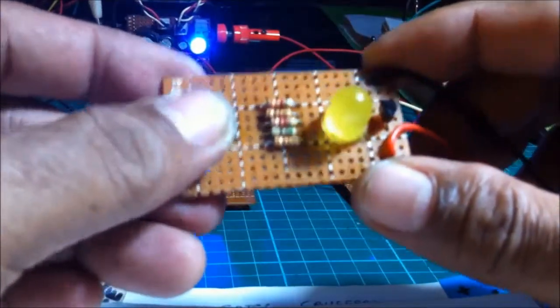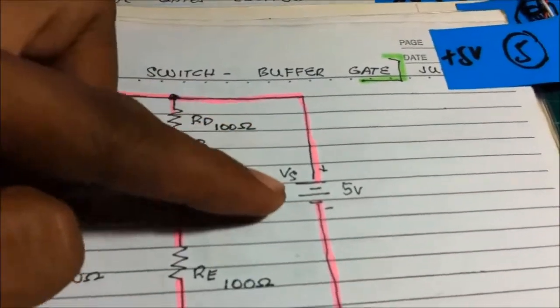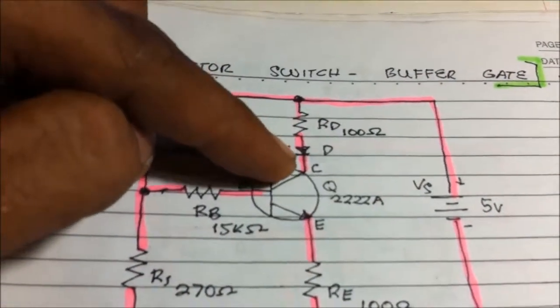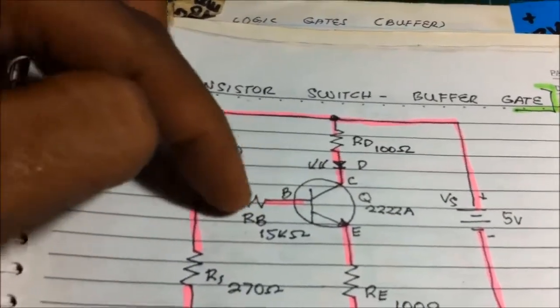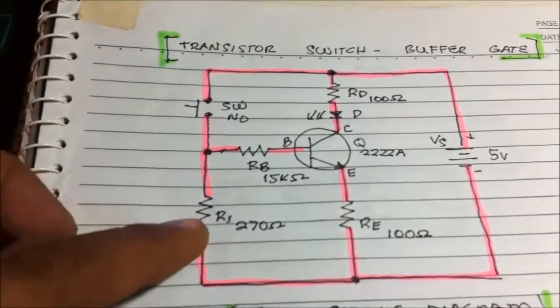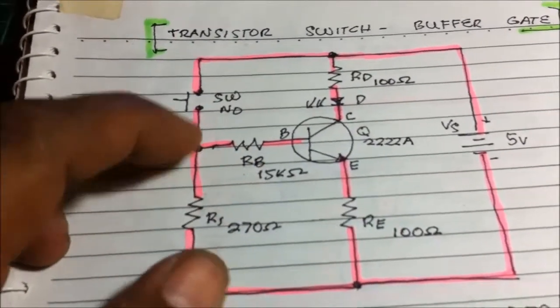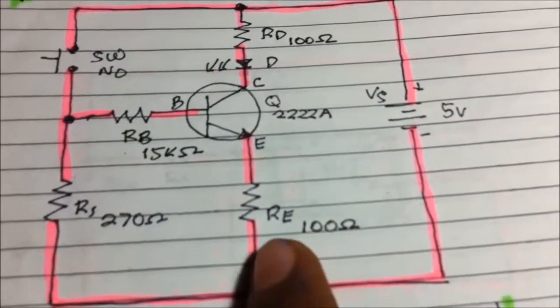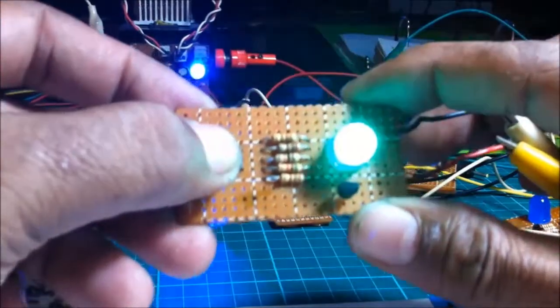This is also a buffer. Again, we also have another buffer here. Transistor switch buffer gate, 5-volt supply. Now, again, the LED is connected to the collector, the switch again to the base side, and I connected a resistor into the switch and into the base, and we have a resistor at the emitter. Still working.